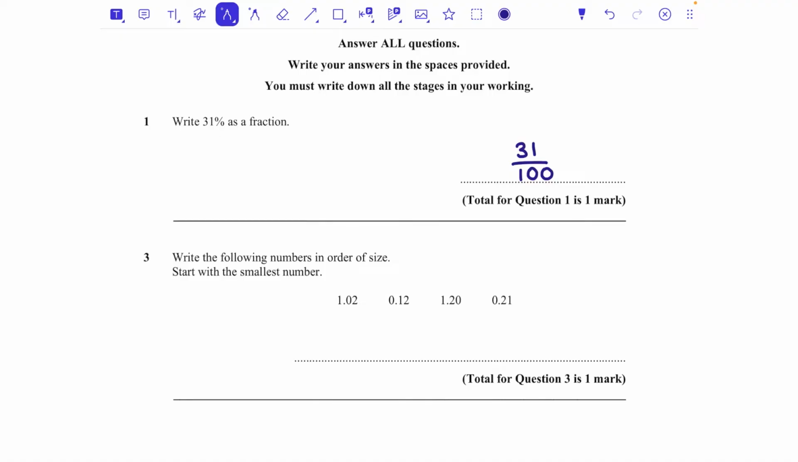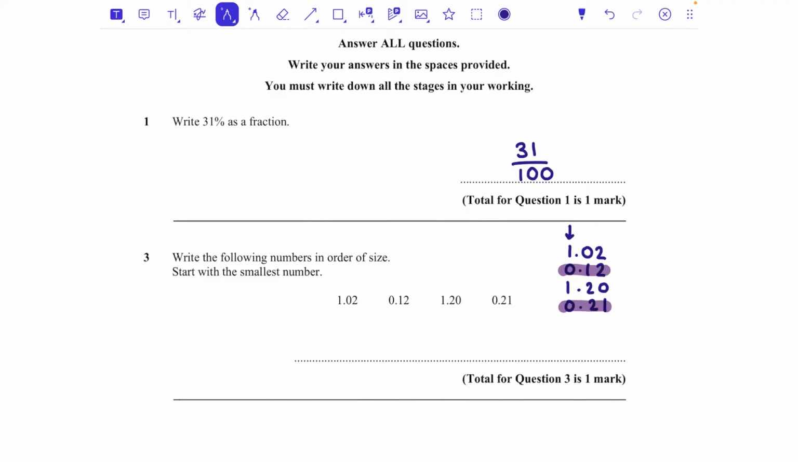Now, when I'm getting students to order decimals, I will often get them to write them on top of each other and line up those decimal points. Just makes it easier to see what's in what column. So there we go. Make sure they're all the same length. If they're not the same length, you can add zeros in. Now, first we're going to look at the ones column. Some of them are zeros and some of them are ones. So the smallest numbers are going to be the ones that have the zeros in that column.